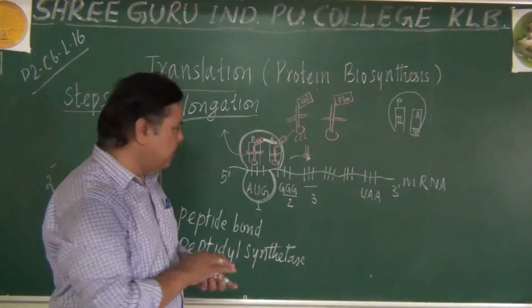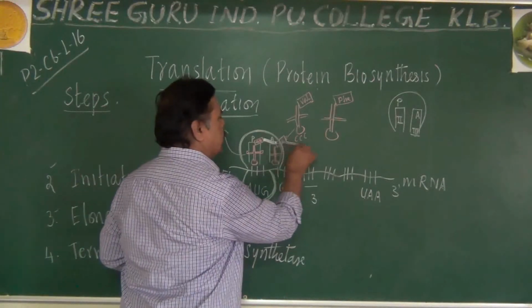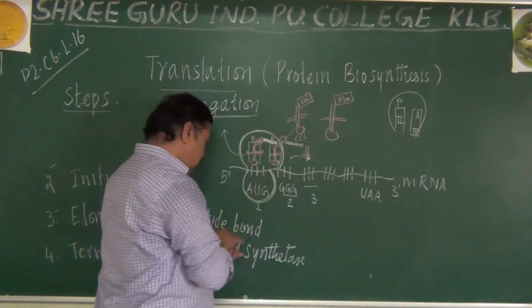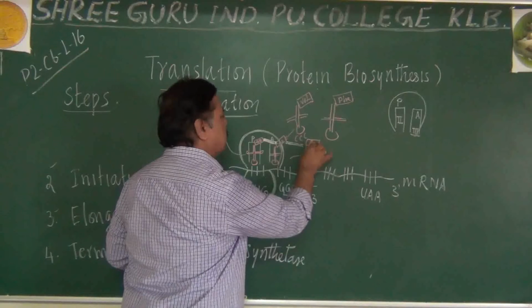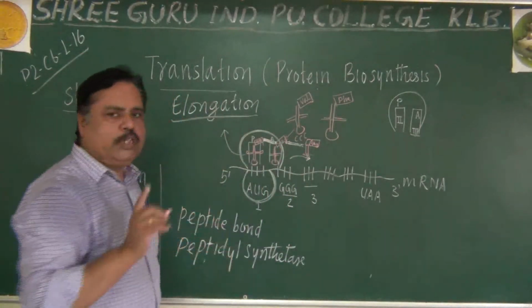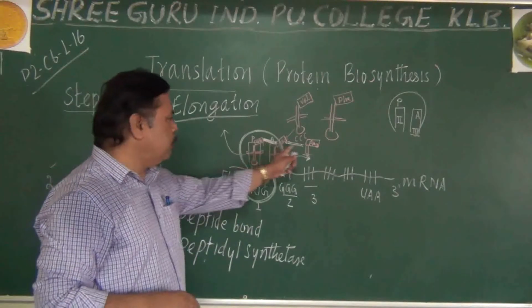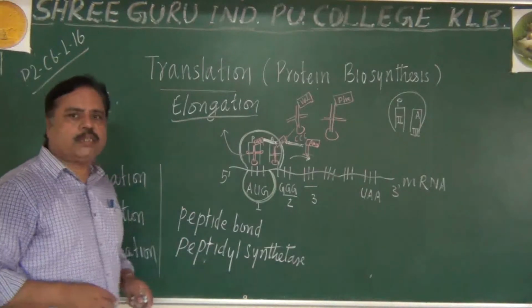Now remember, between the third amino acid and the second amino acid, a peptide bond will be synthesized. Here there is amino acid number 3. This is amino acid number 2. Amino acid number 1 is methionine. Now the peptide bond will be formed. Who will synthesize the peptide bond? Peptidyl transferase.